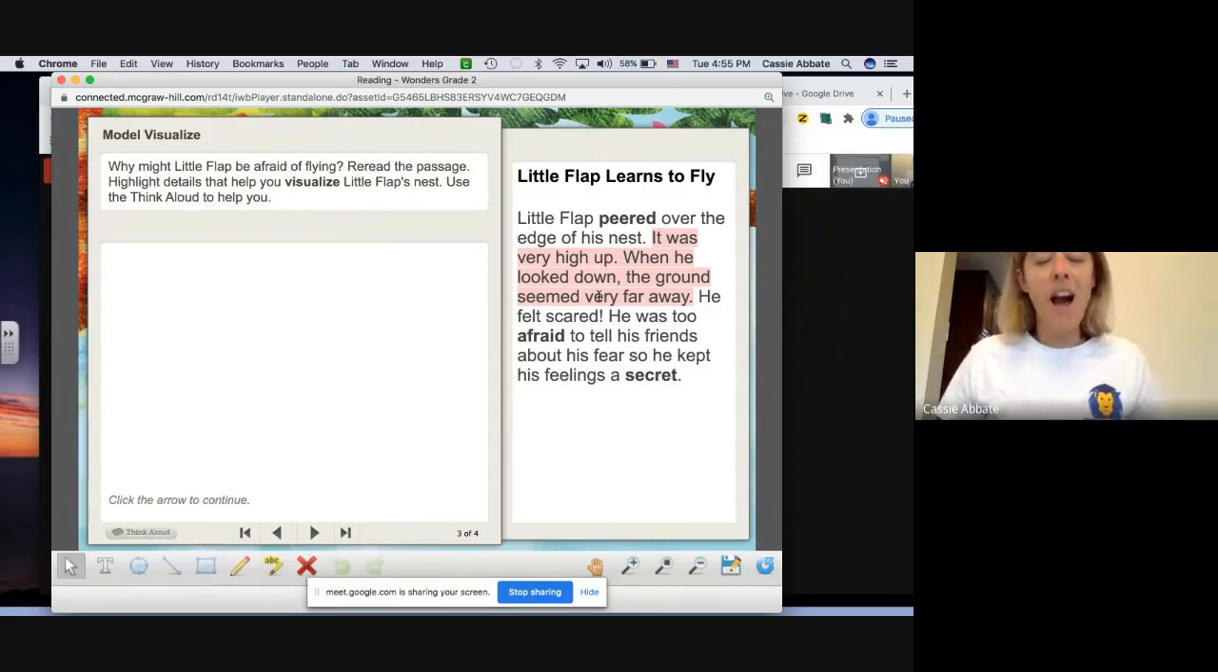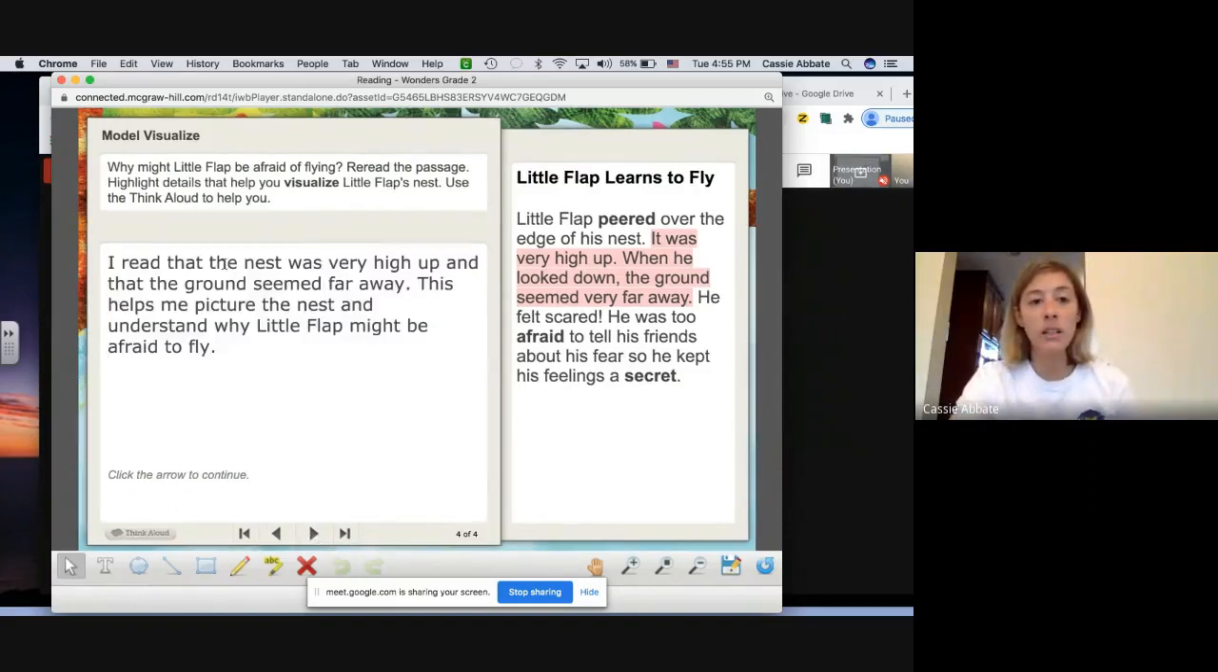And you see how far down that water is below you. Okay, so I know you guys are visualizing that in your heads. You guys can open your eyes if they were closed, right? So why might little Flap be afraid of flying? Well, I read that the nest was very high up and that the ground seemed very far away. This helps me picture the nest and understand why little Flap might be afraid to fly.